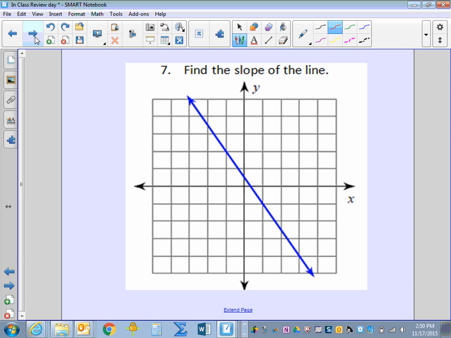Alright, find the slope of the line. We have to find 2 nice points. Our slope is rise over run. I went up 3, and I went to the left 2, so that's going to be negative. Also, my line has a negative slope. So my slope is just negative 3 over 2.